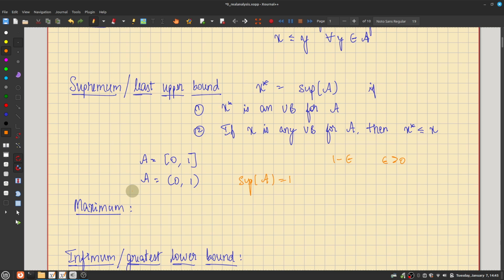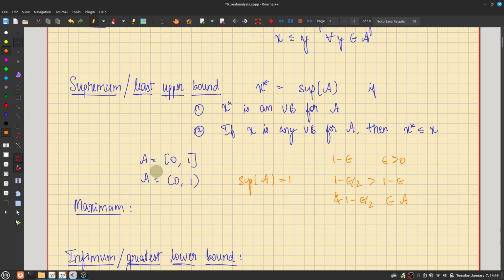Exactly. So if you take 1 minus epsilon by 2, this is clearly greater than 1 minus epsilon, but that also lies in the set A. So clearly 1 minus epsilon is not even an upper bound for A, because 1 minus epsilon by 2 belongs to A. So this cannot be an upper bound, because you can always find a number which is greater than 1 minus epsilon. Just take 1 minus epsilon by 2. This is an element of A.